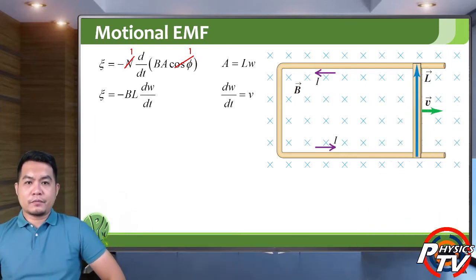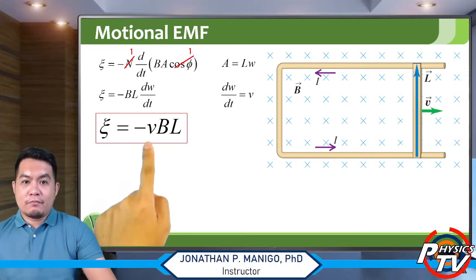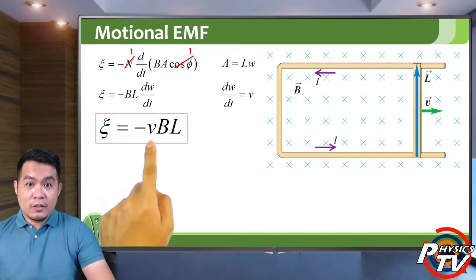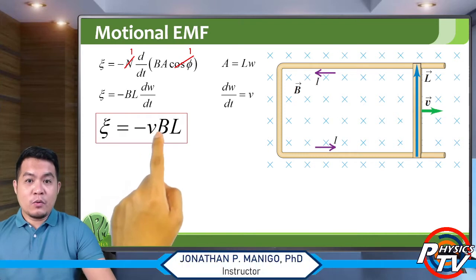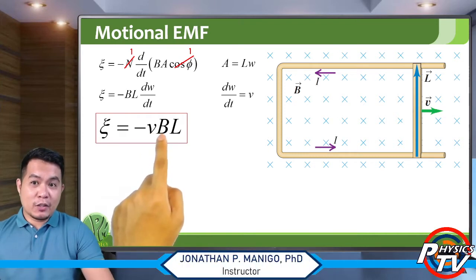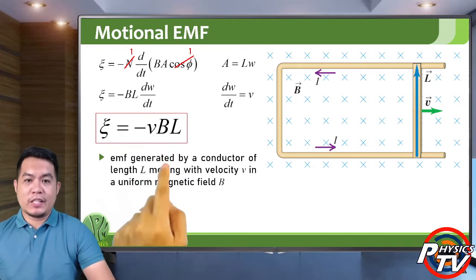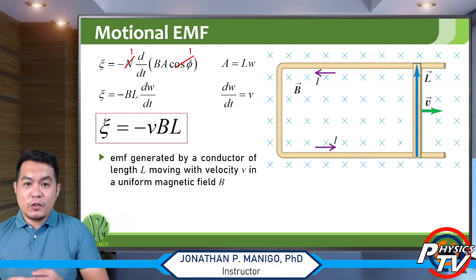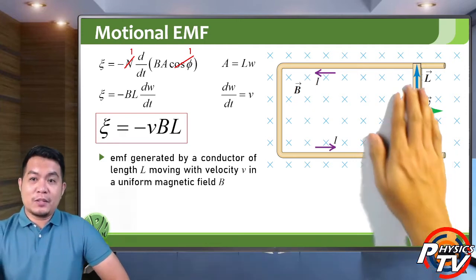Substituting that, we get the motional EMF for a conductor of length L moving with velocity v through a magnetic field perpendicular to the rod. So this is what we call the motional EMF. This is the EMF generated by a conductor of length L moving with velocity v in a uniform magnetic field B, which is perpendicular to the conductor or to the loop.